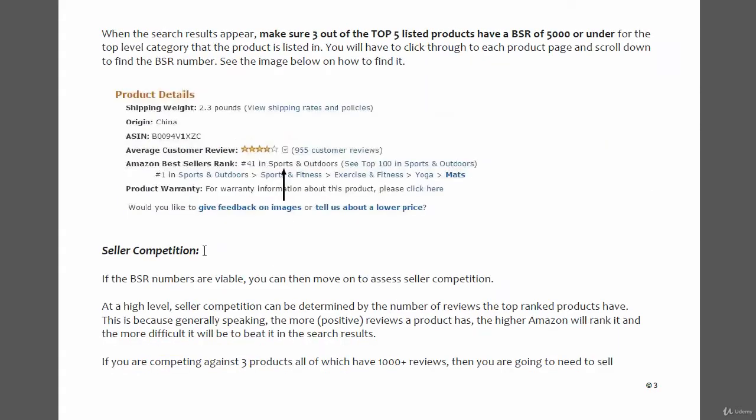Then after you've listed the BSR for a particular product, you'll have to look at seller competition. Seller competition can be assessed by the number of reviews the top ranking products have. The reason for this is that if a product has lots of reviews, it's going to be ranked higher by Amazon. When you have your product for sale on Amazon, you'll need to outrank the other products, and basically that means getting more reviews and more positive reviews than the other products.